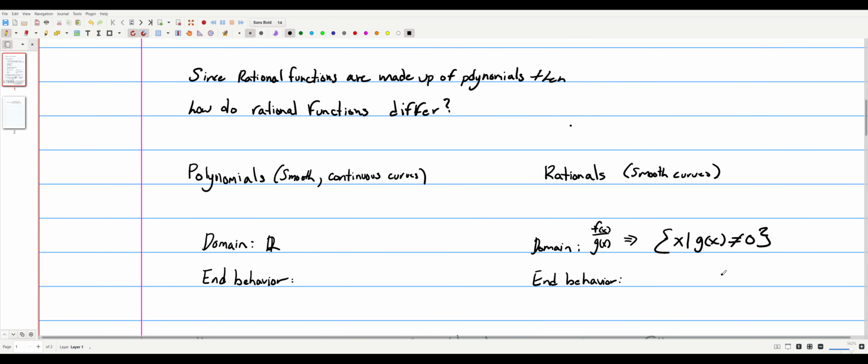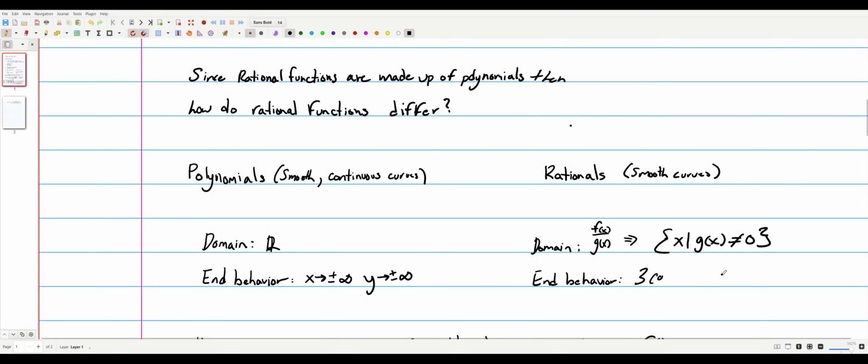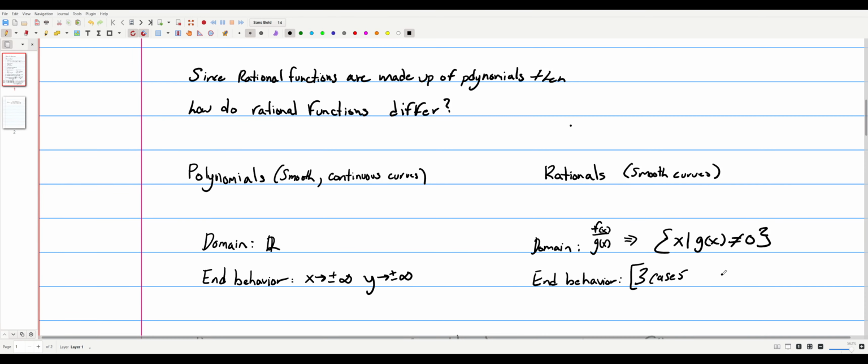We've talked about end behavior of polynomials, but typically, depending on which polynomial we're talking about, as x approaches positive or negative infinity, y, our range, is always going to be positive or negative infinity as well. However, with rationals, this is not always the case. It is the case sometimes, but not always. So we actually have three different cases for determining the end behavior of rational functions, and we'll talk about those in a second.